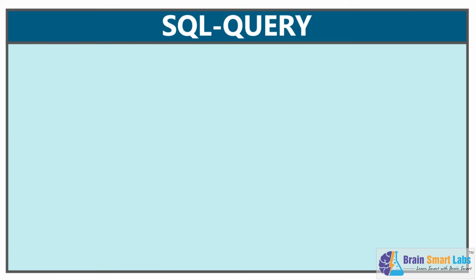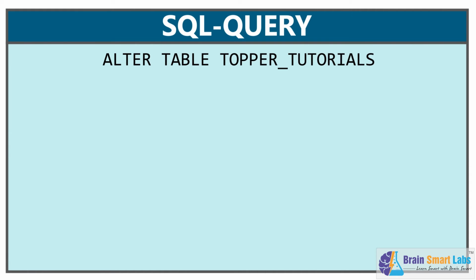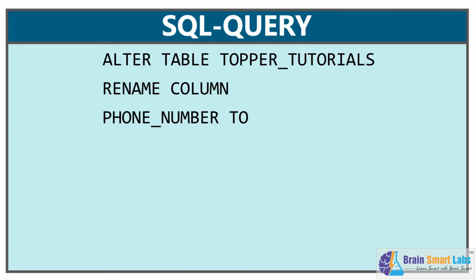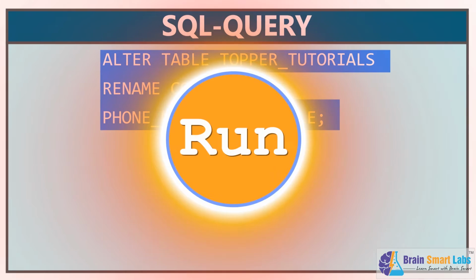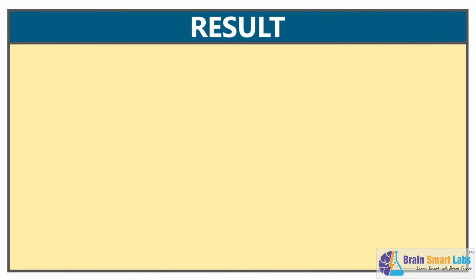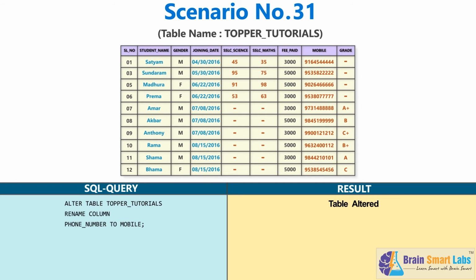To do this, let us go to the query section and start typing the query. Alter table topper tutorials in the first line, rename column in the second line, phone number space to space mobile in the third line, and type a semicolon in the end. Highlight the command using the mouse pointer and run the same by pressing the run button above. Kaboom! You will get the message as table altered in the output section. Congratulations!